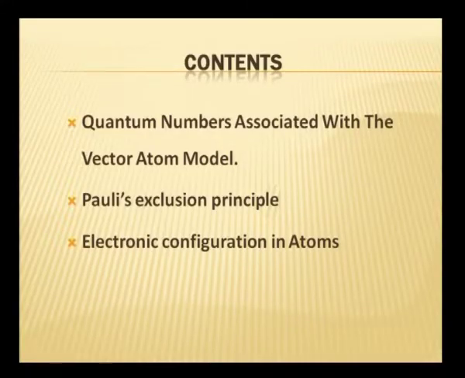So, the contents of this lecture are quantum numbers associated with the vector atom model, Pauli's exclusion principle, and electronic configuration in atoms. In continuation of what I told you in the last lecture, you come across in the vector atom model the quantum numbers n, l, s, j. In addition to those quantum numbers, which you get when you do not apply any magnetic field, you now apply a field so that you have a reference direction. And when do you apply the magnetic field? To explain the Zeeman effect, or to explain the Stark effect, you apply an electric field.